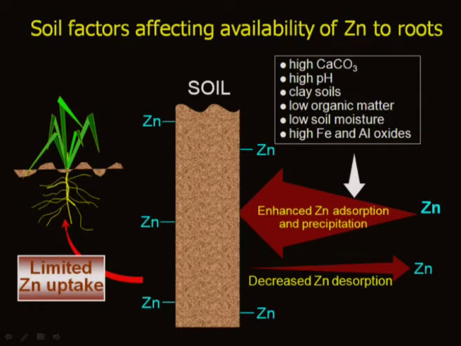There are a number of physical and chemical factors which affect the solubility of zinc that exists in the soils. For example, high calcium carbonate, high clay minerals, low organic matter, and low soil moisture. All these factors reduce the chemical availability and solubility of zinc in the soils. We also have soils which are absolutely deficient in zinc, particularly sandy acid soils. But most soils have a sufficient amount of total zinc, while a major part of this total zinc is not chemically soluble or available to plant roots.